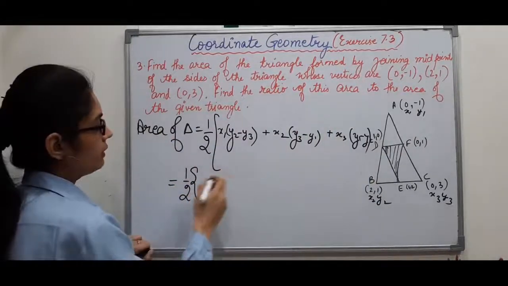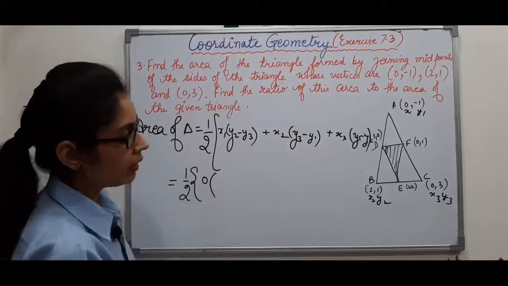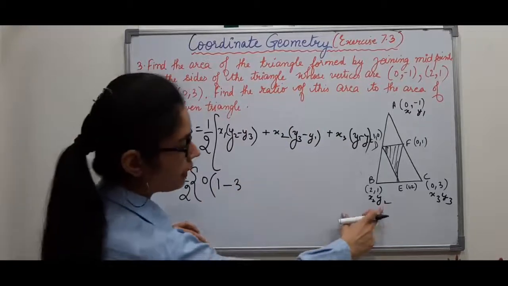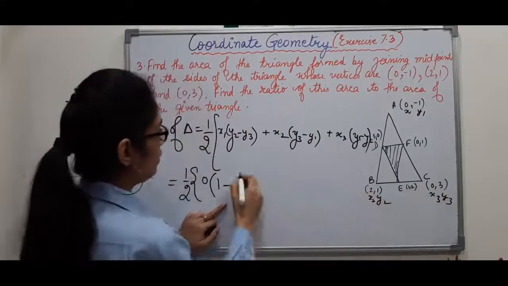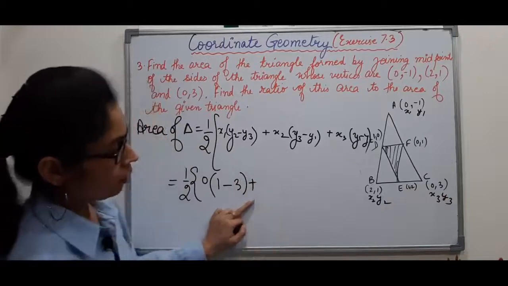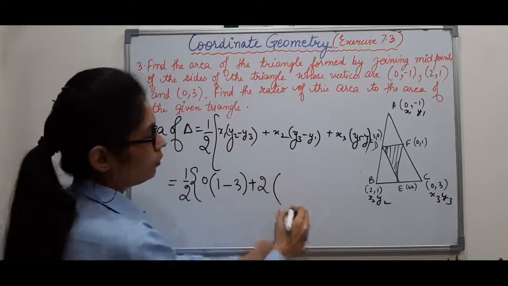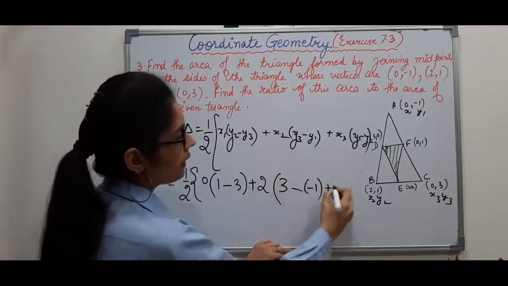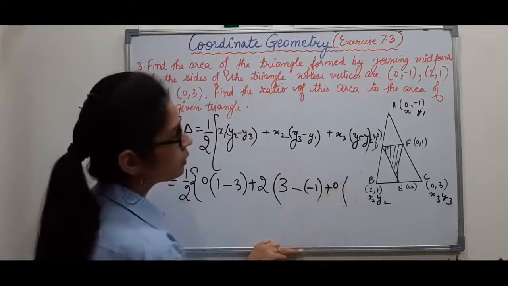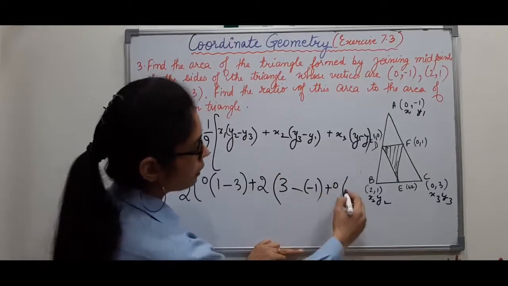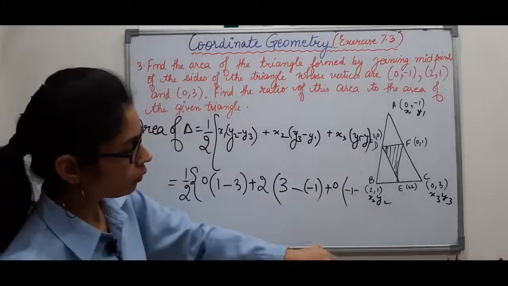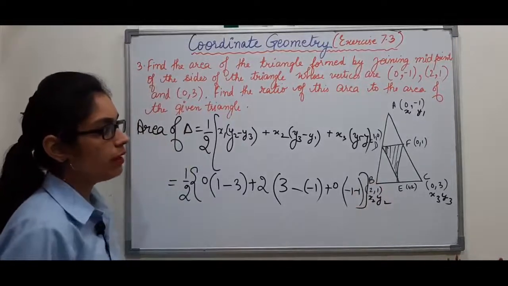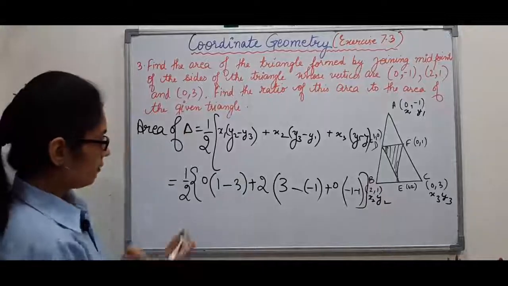So x1 we can see here is 0, y2 is 1 minus y3 which is 3, plus x2 which is 2, y3 which is 3 minus y1 which is minus 1, plus x3 which is 0 and y1 which is minus 1 minus y2 which is 1. So we have just substituted the values of x1, y1, x2, y2 and x3, y3.